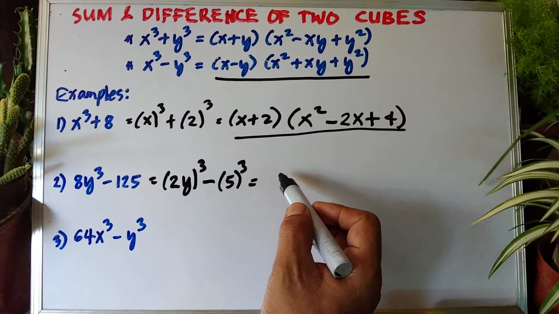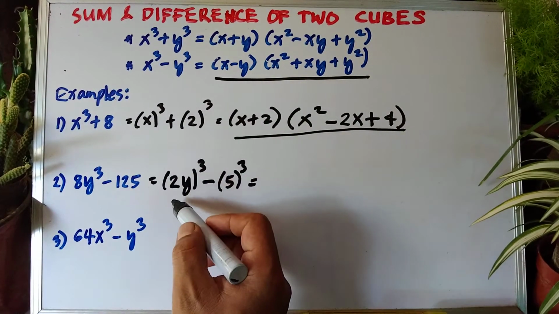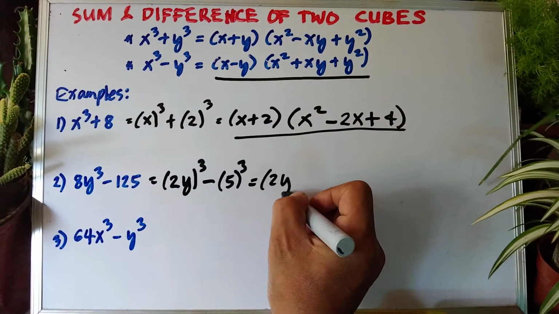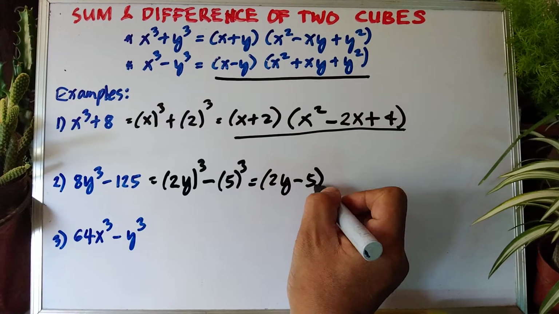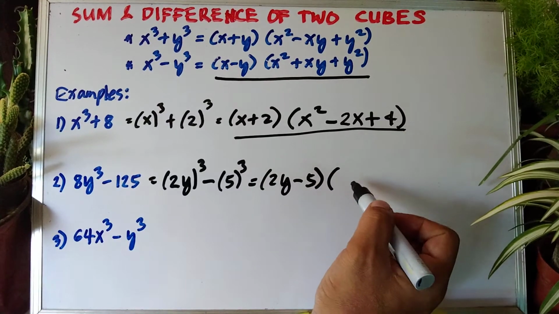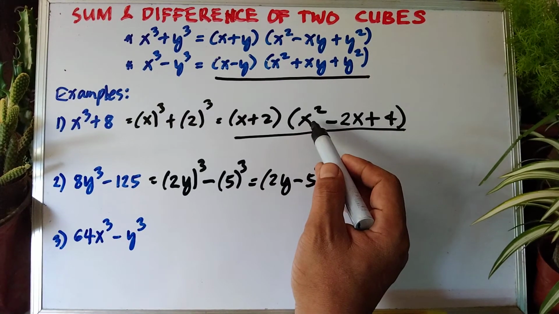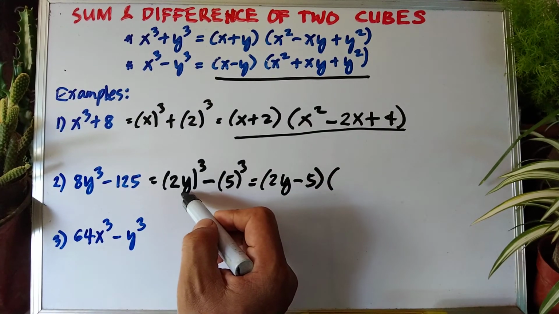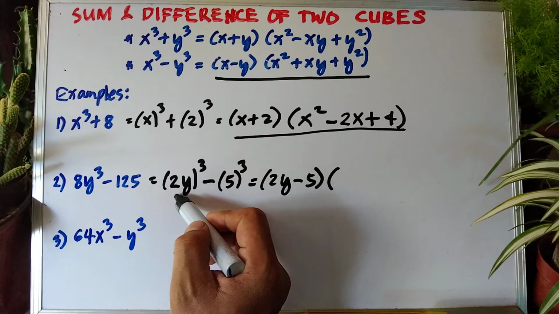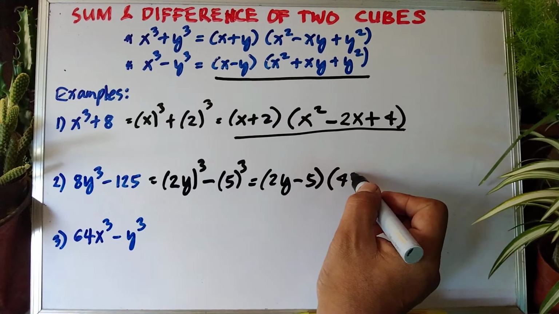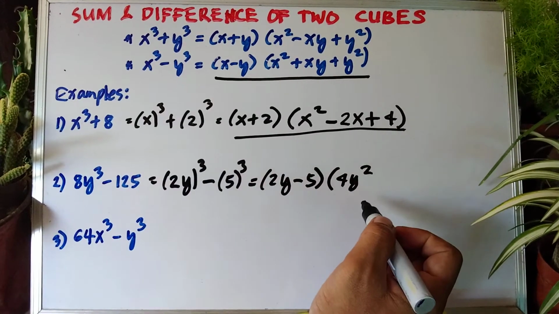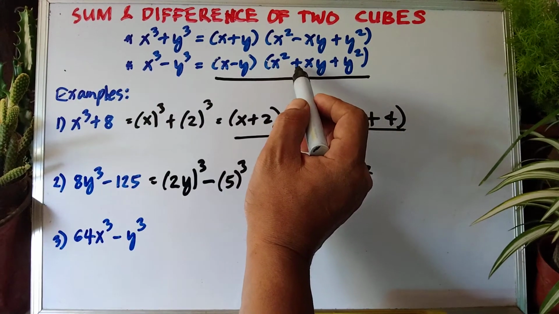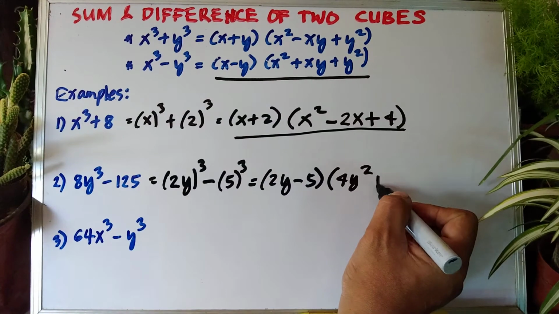So let's factor. We already get the cube root of the first term and then the second term. So you have 2y minus 5. How about the second factor? How did we obtain the squared term? We just square this one, 2y. What is the square of 2y? That we have 4y squared. Since this is minus, the formula says that it should be plus. So this would be plus.